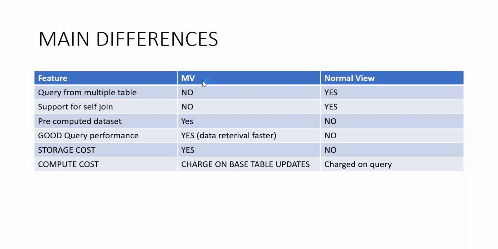Now the storage cost in a Materialized View, yes, you have to pay it because it's a pre-computed data set, but in a normal view, you do not need to pay for the storage cost. And the compute cost is charged only when you are querying it. In the normal view, only when you are querying will you pay a compute cost. However, the Materialized View charges based on how many times your table is getting updated.